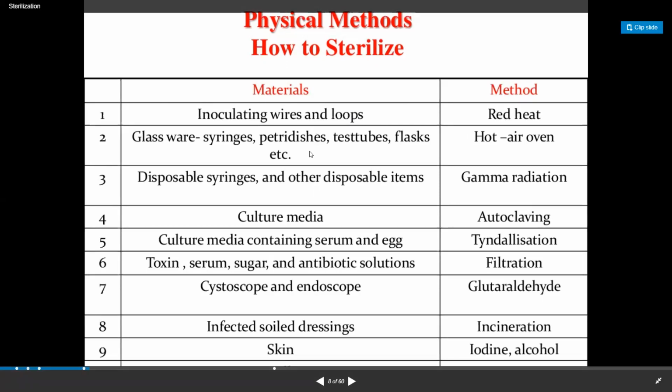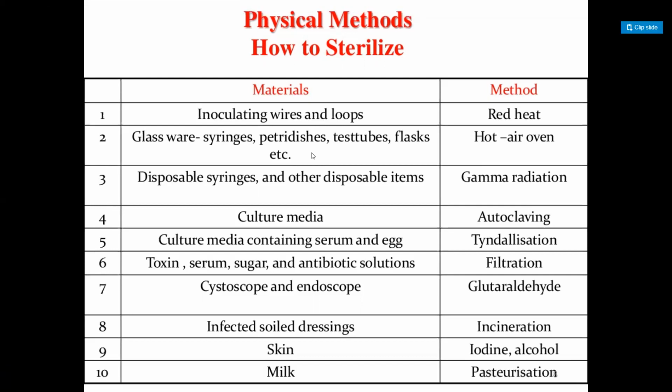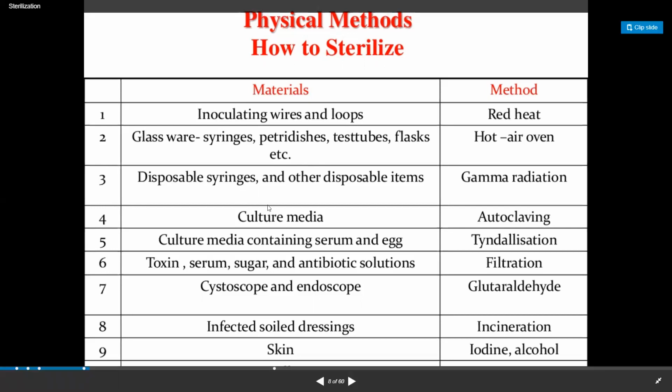Now, glasswares like syringe, petri dish, test tube, all these glasswares are mainly heated in a hot air oven. Then disposable syringes and other disposable items. These disposable items are mainly sterilized by gamma radiation. This is a type of radiation which is very much necessary for this. This is basically a chemical type of sterilization. Now coming to culture media, which contains many types of materials. This culture media has to be sterilized only by autoclaving.